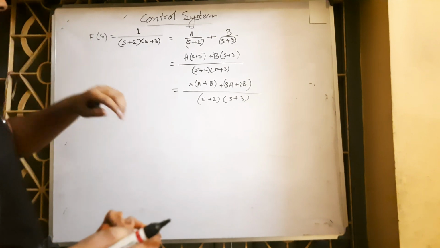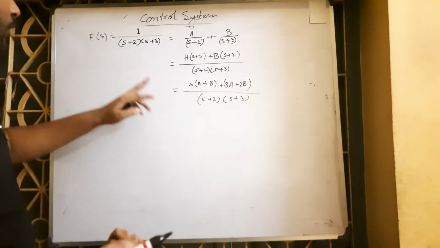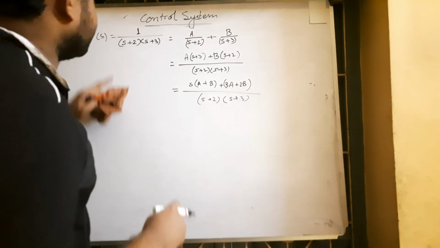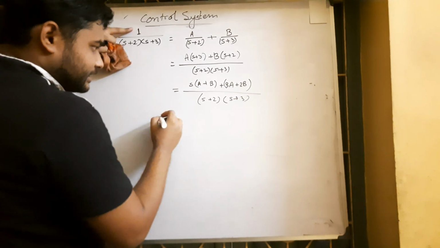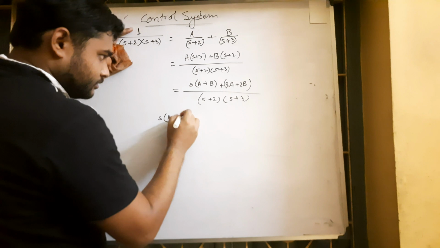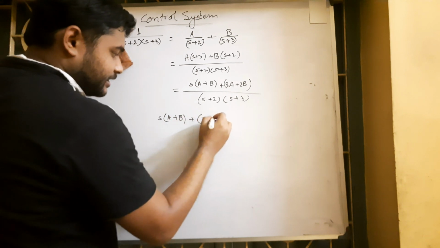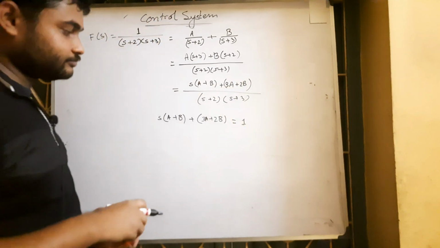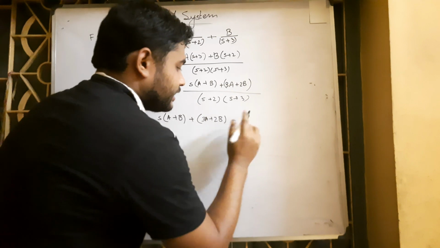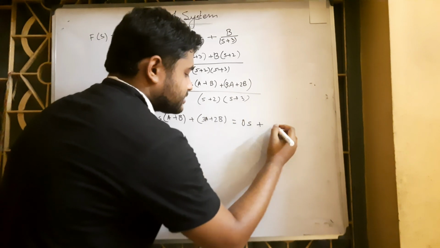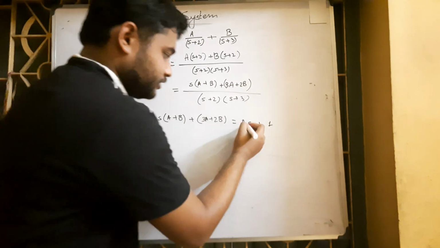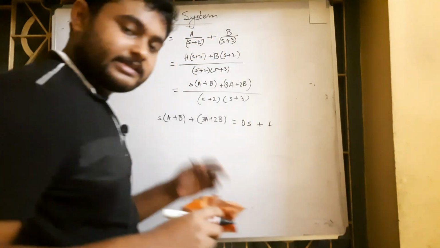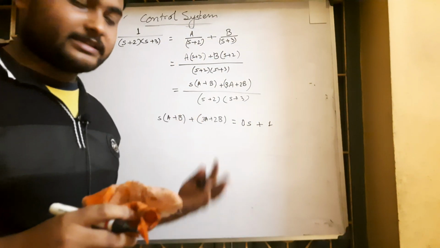Now what is the next thing we are going to do? We are comparing these two functions. The denominator is the same, so the numerator is 1. So I can write s into (A plus B) plus 3A plus 2B equals 1. Now this 1 is s into 0 plus 1, 0 into s, so compare the coefficients of s square, I mean s to the power 0, s square, like this.